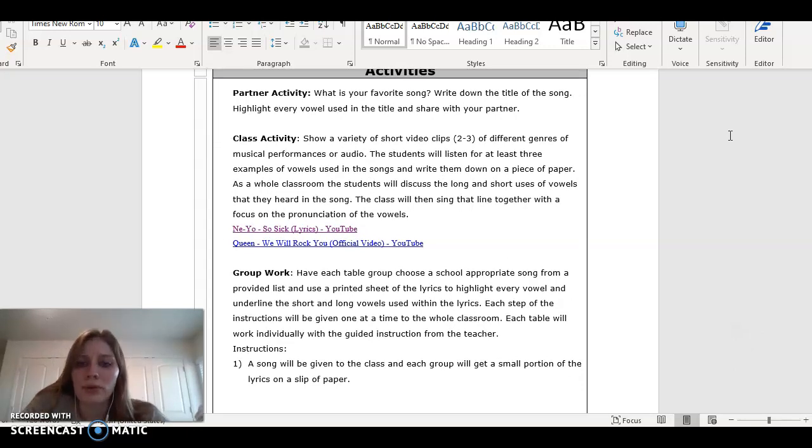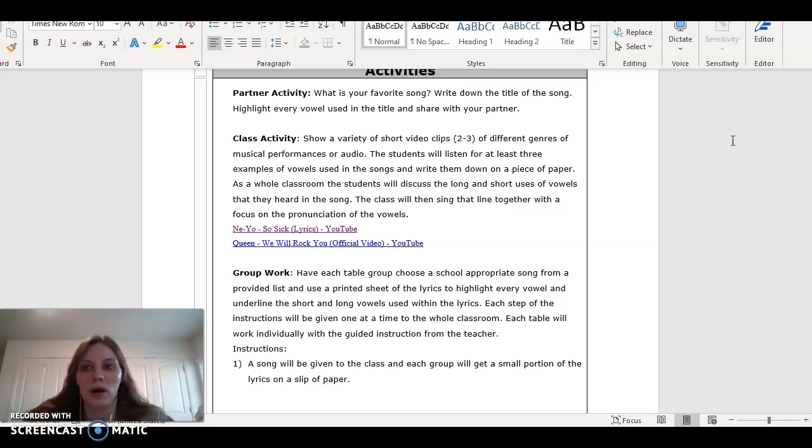So for the activities for this lesson, first is a partner activity. Each student will be asked, what is your favorite song in English? They're going to have to think of one in English. If they don't know very many, then maybe I can have a few songs written down, or just a couple of examples I can provide for them to use, like a template. So, what is your favorite song? Then they'll write down just the title of the song in their notebook, highlight every vowel used in the title, and then share it with their partner.